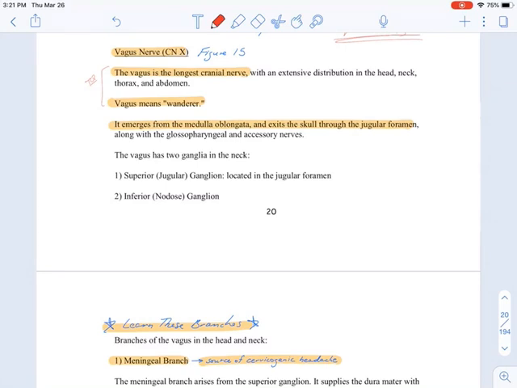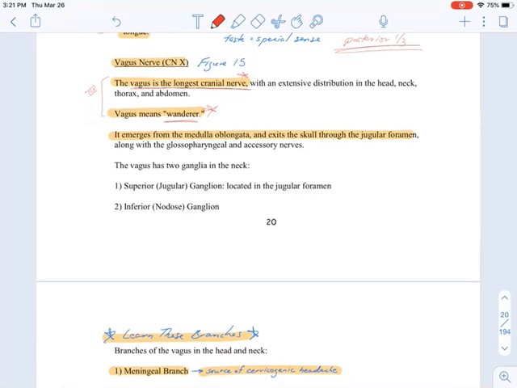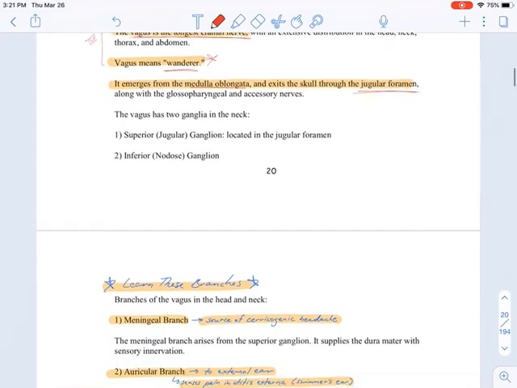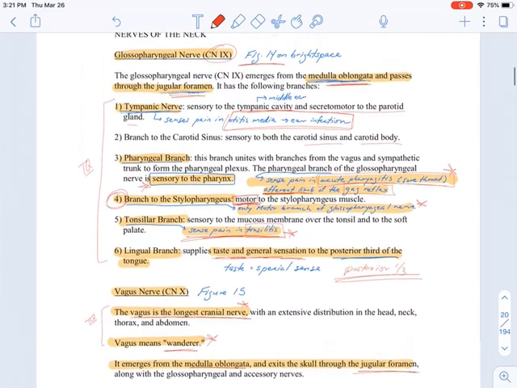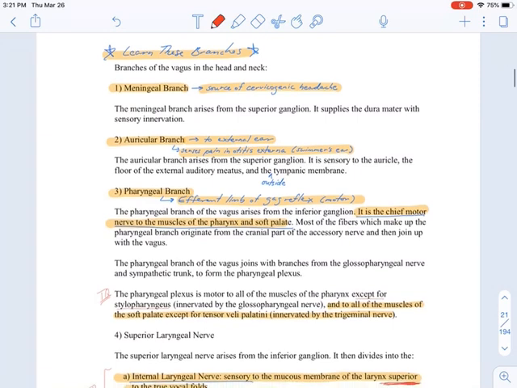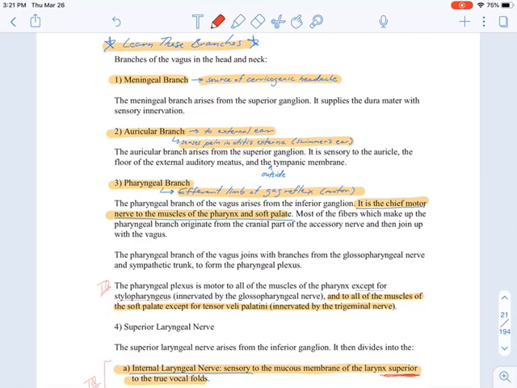Now we're on to the vagus nerve. This guy, maybe a little refresher from CNS, but it is going to be your longest cranial nerve. Vagus means wanderer. It's also going to emerge from the medulla oblongata, like the glossopharyngeal nerve, and then exit through the jugular foramen. So we have some branches down here of the vagus nerve. You're going to want to learn these guys. These two sections here about the glossopharyngeal and vagus nerve, as far as the branches go, tend to be hit quite a bit on your first exam.